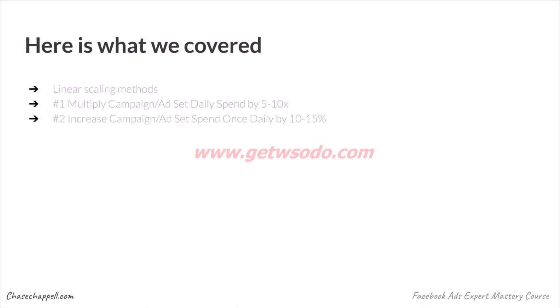And this over time scales up linearly, allowing you to get the best results for the best costs until you hit that max threshold point.